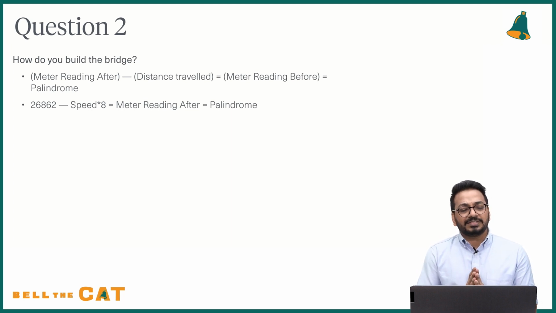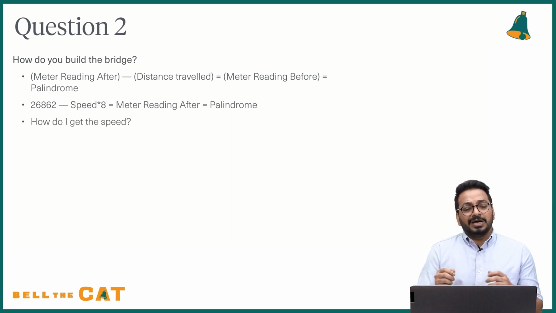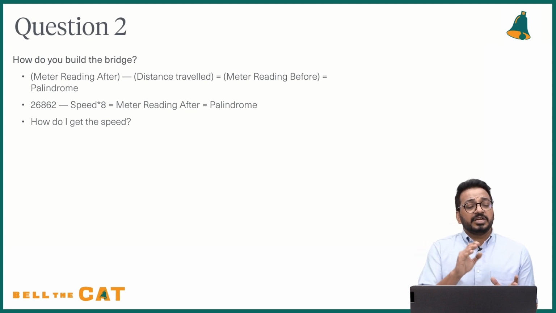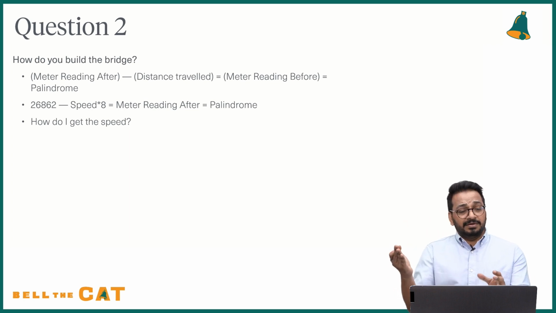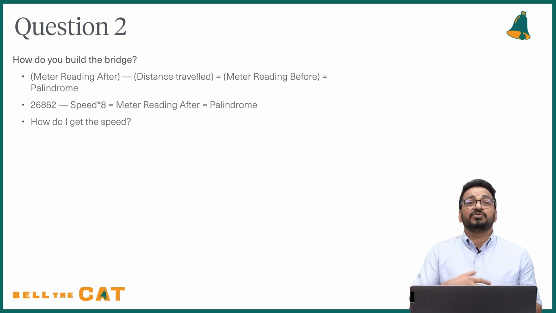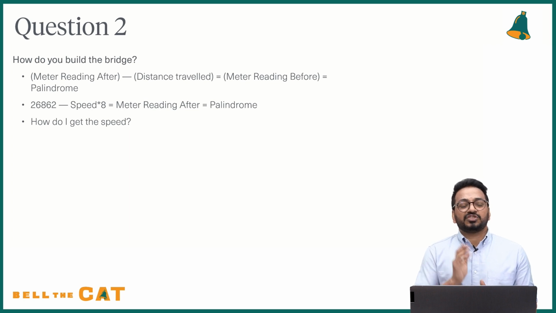Now, if you look at this, how do you build the bridge? You know the key thing is that the result also has to be a palindrome. So how do I get the speed? Can you calculate the speed? Is there any other hook there? No, because you cannot imagine palindromes. You cannot take some random palindrome and say, for example, it should be some number less than 26862. So it has to be something which starts with 2, but you don't know, it can be less than 2, impossible to solve, right? But it has to be a palindrome.